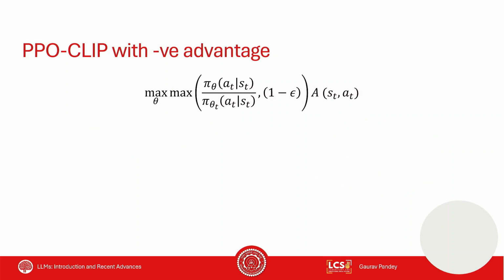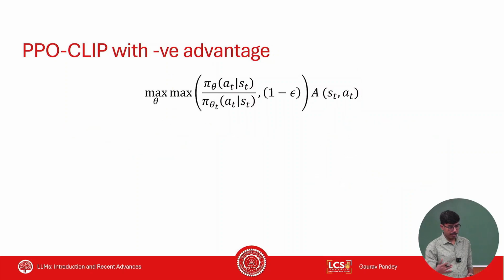Similarly, for negative advantage, you can derive it in the same way. Initially pi theta will keep on decreasing with respect to pi theta k, but as soon as the ratio goes below 1 minus epsilon, your training will stop.